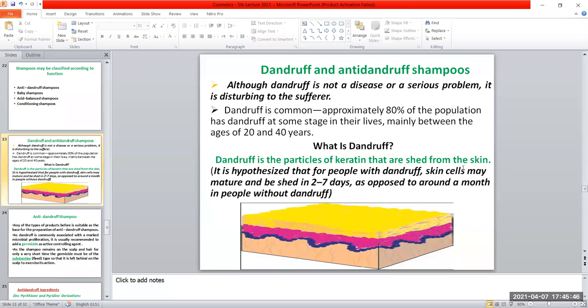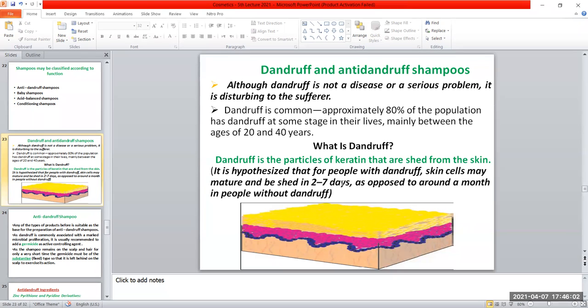What's the main cause of dandruff? The main cause is not known. But we can say that the skin cells may mature and be shed in 2 to 7 days. This is what happens in sufferers who have dandruff.